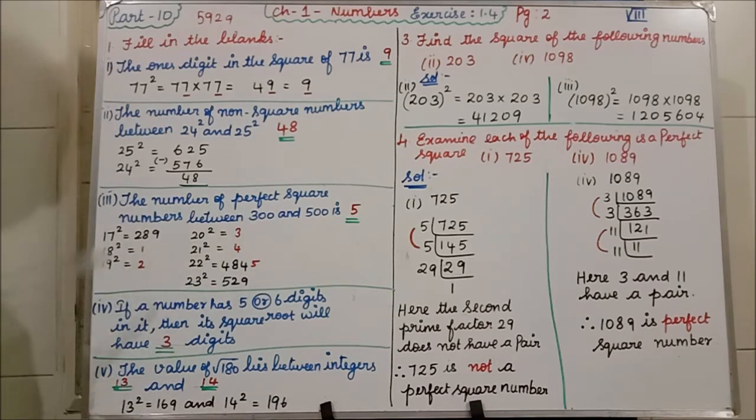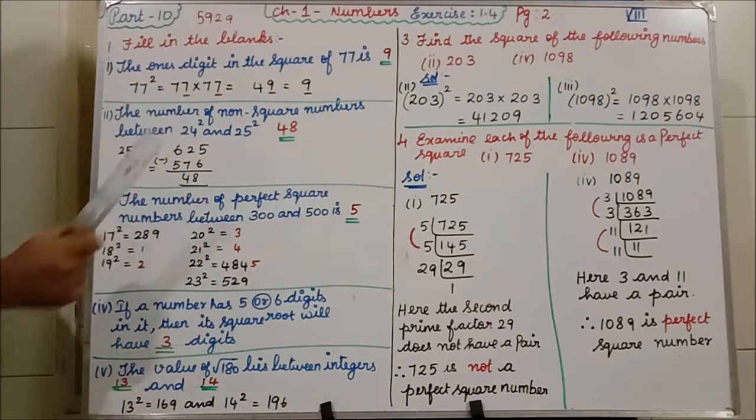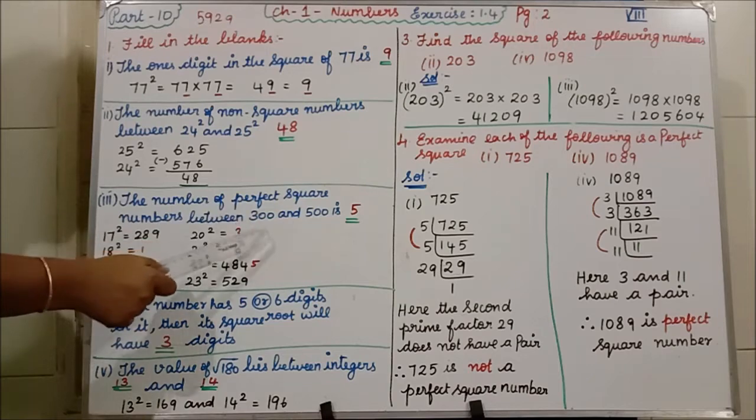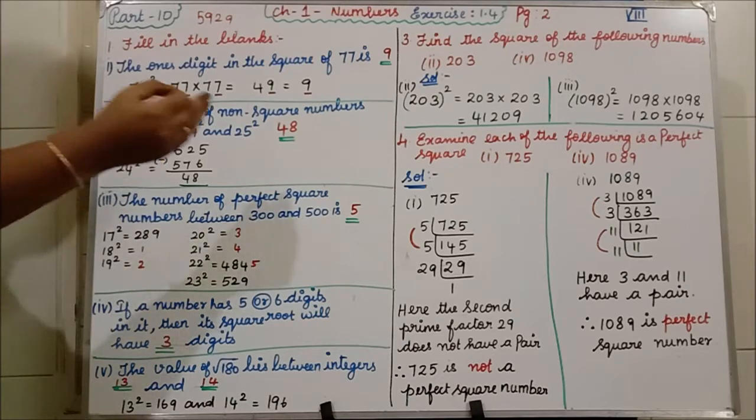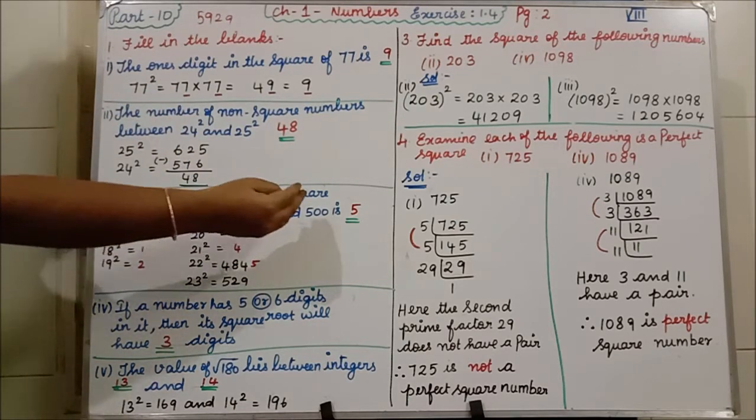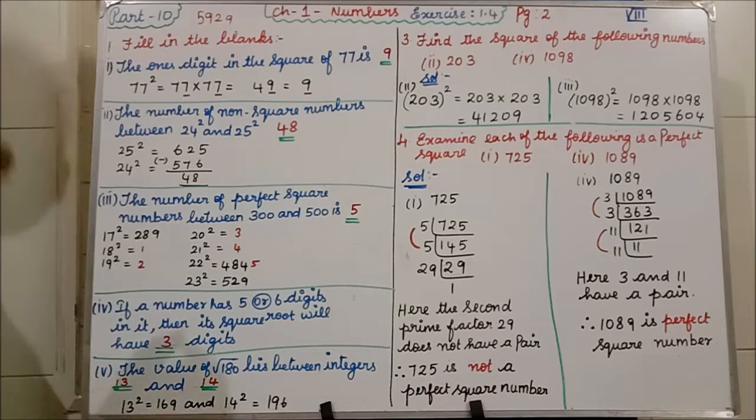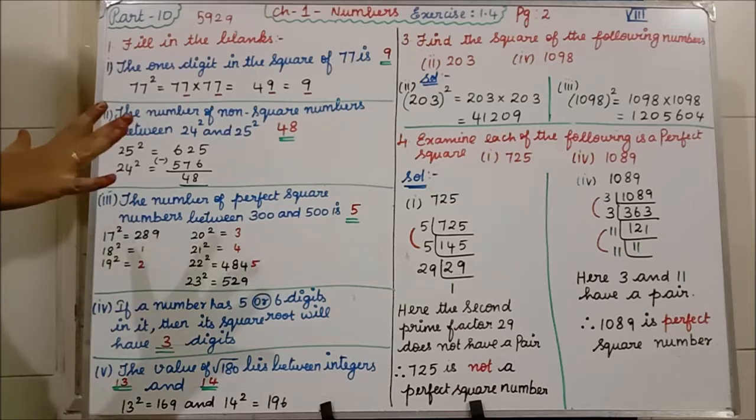Now we'll see the third subdivision. The number of perfect square numbers between 300 and 500. In the third subdivision they were asking for perfect square numbers between 300 and 500. Perfect square number means what? 25, 36, 81, 121, 144 are perfect square numbers because 25 is the square of 5, and 36 is the square of 6.